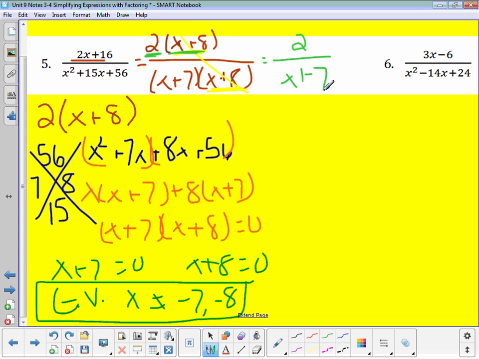So I'm going to have you guys do number 6 on your own. Here's the hint I'm going to give you. When you factor out the top, you're going to take out a 3. So your top is going to become 3 times x minus 2. I want you to go ahead and factor the bottom, find your excluded values, and then cancel out any factors that might be overlapping.